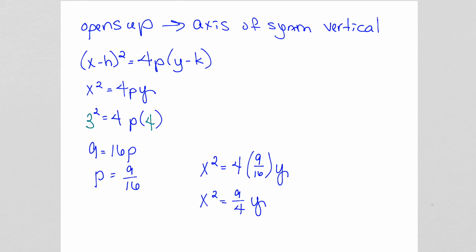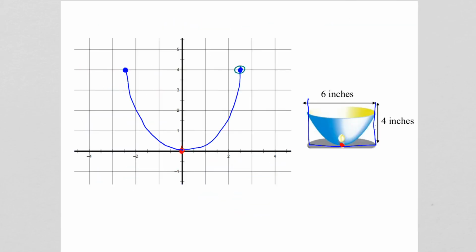And it says, where should the light be placed? Well, since P is 9/16, then let's see, where is 9/16? It's a little bit over half. So it's on the inside of our parabola, up right there. That's where the light would be. And so that would be the point 0, 9/16. And that concludes our section on parabolas.